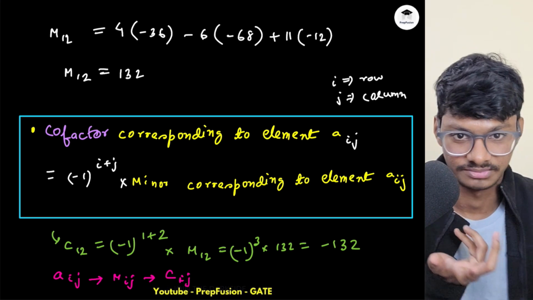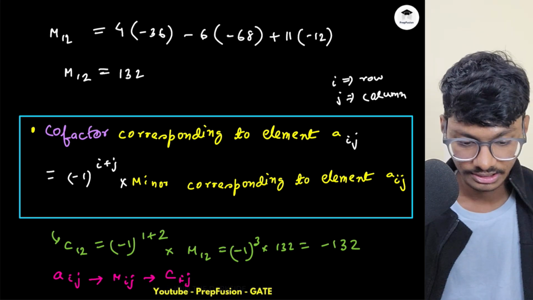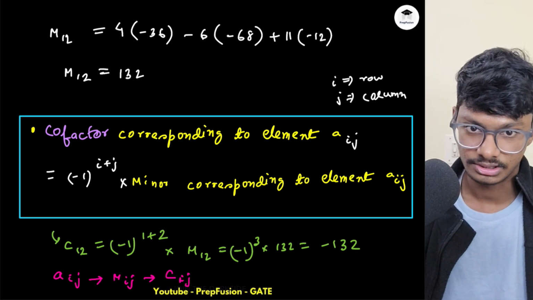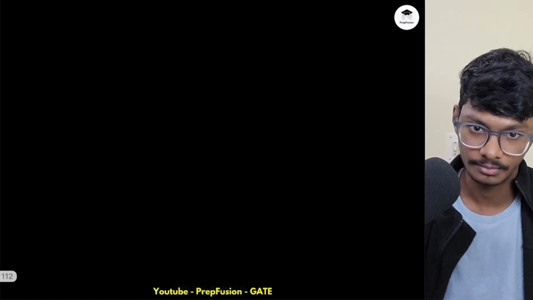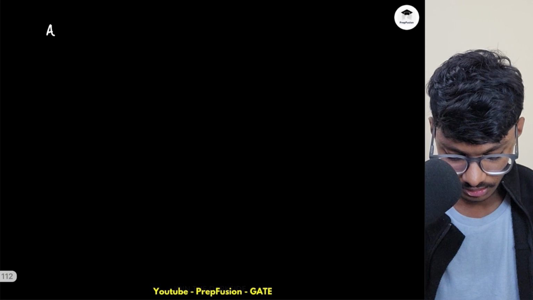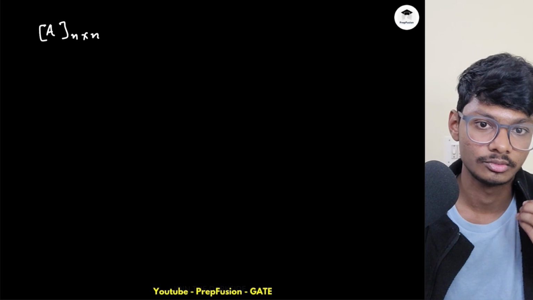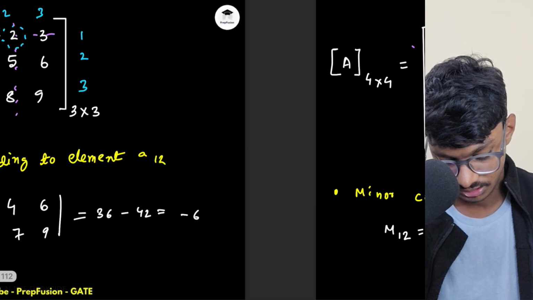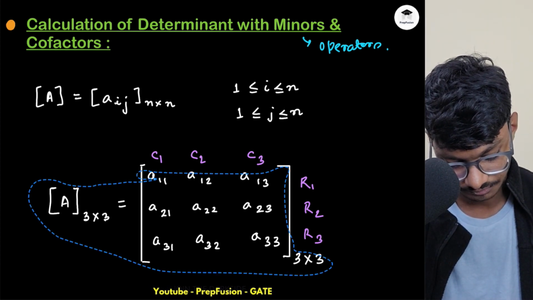Nothing fancy. You already know this. If you don't, these are just a few operators that you have to know. They are used to compute determinants. So how do you compute the determinant? Let's say I have an n cross n matrix. How can I compute the determinant of this? Let me take this 3 cross 3 matrix itself.